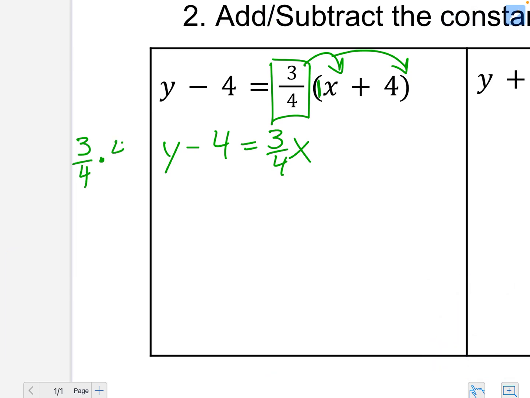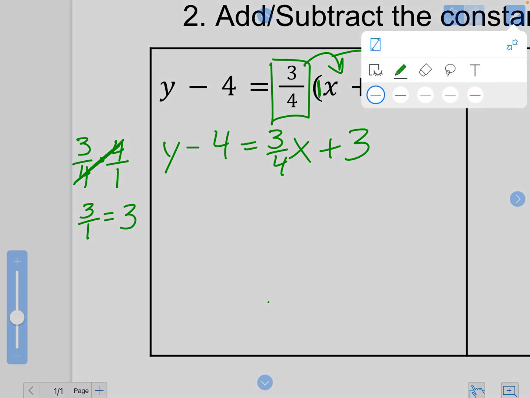So if we have 3/4 times 1, we're going to change the 4 to a fraction by putting over 1. Anytime we have the same number on top and bottom, they're going to cancel out. So this gives me a 3/1 when I multiply across, and that leaves me with simply a positive 3. So it's going to be 3/4 x plus 3.